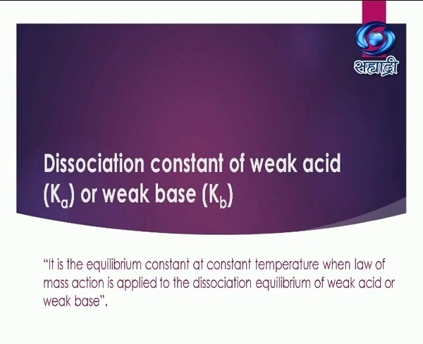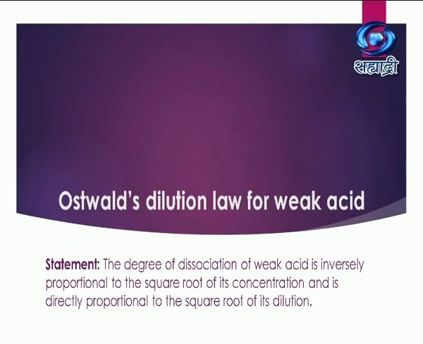It is the equilibrium constant at constant temperature when the law of mass action is applied to the dissociation equilibrium of a weak acid or weak base. In the earlier two expressions, we did the same thing. We applied the law of mass action to the dissociation equilibrium of weak acid and weak base, and we got the equilibrium constant, which is called the dissociation constant of weak acid, that is Ka, and the dissociation constant of weak base, that is Kb. Now let us switch over to Ostwald's dilution law for weak acid.